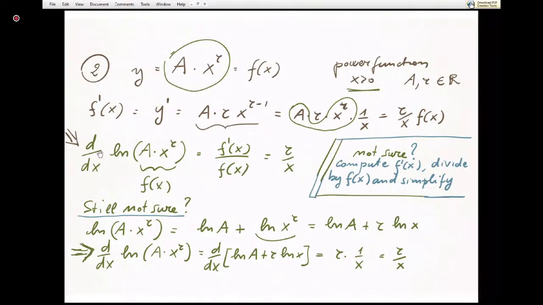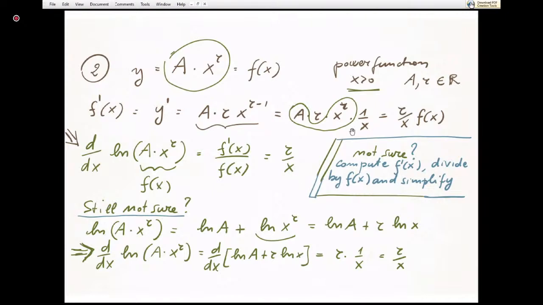Now, compute the derivative not of this one, but of the log of this one. This is the same f of x as before, but now we compute the derivative of the log of this, which is the log derivative of the power function. It's already there, because we know that the log derivative in general is f prime over f. If you express the derivative in this way, you get immediately that the derivative of the log of a power function is f prime over f, which is r over x.